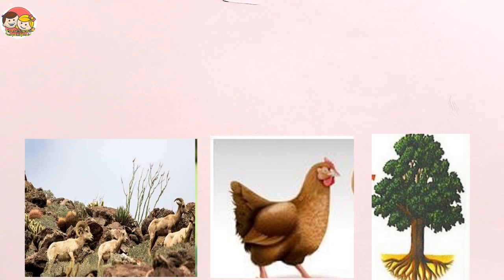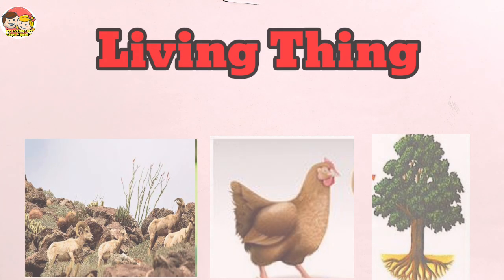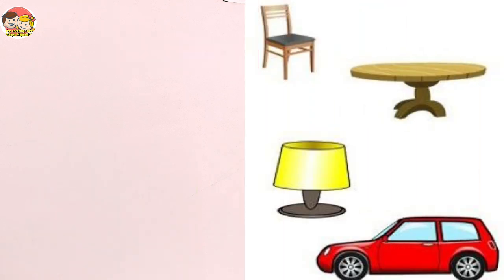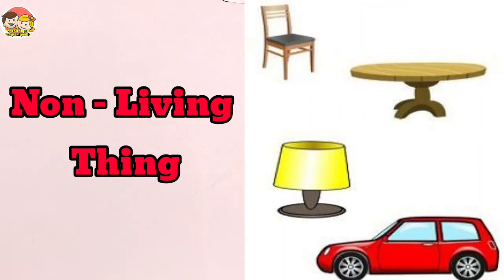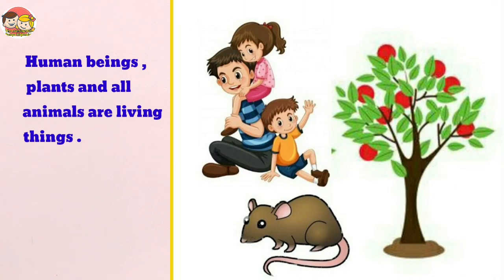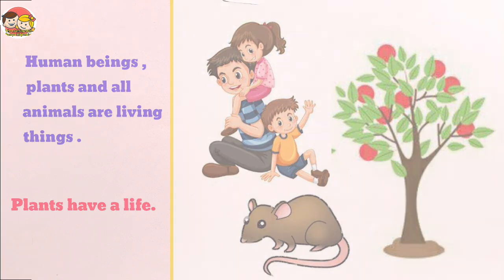Everything that has life is called a living thing, and everything that doesn't possess life is called a non-living thing. There are many factors that differentiate living things from non-living things. Human beings and all animals are living things. Plants are also living things. Even though plants do not eat, move or run, plants have a life.